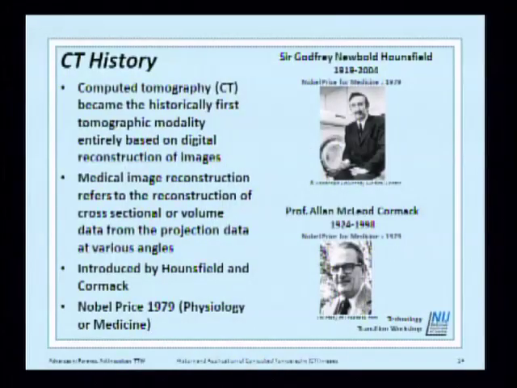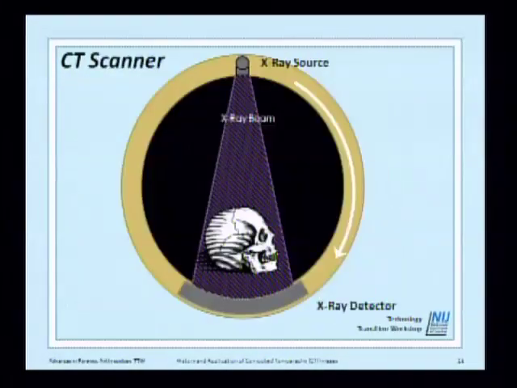Now, the CT history is probably known to a lot of people, but actually Sir Hounsfield and Professor Cormack started this, and they were awarded a Nobel Prize in 1979 in physics. It's the first time to use a complete digital reconstruction of images, completely mathematically. The whole idea is very simple. You have an X-ray source and an X-ray detector, and nothing has changed except the technology advanced better than the earlier CT machines.